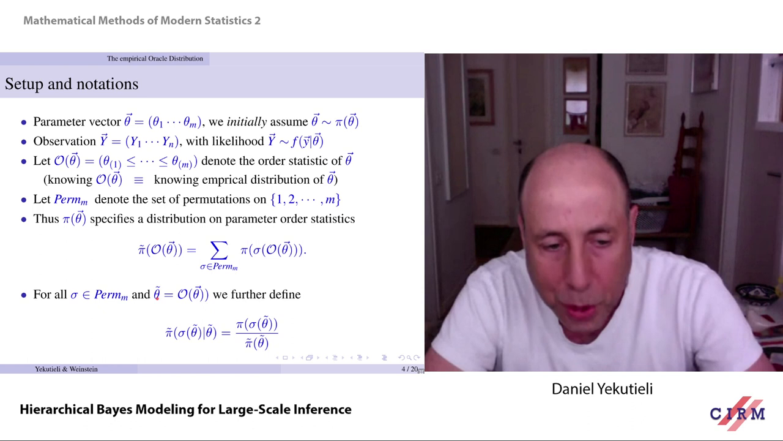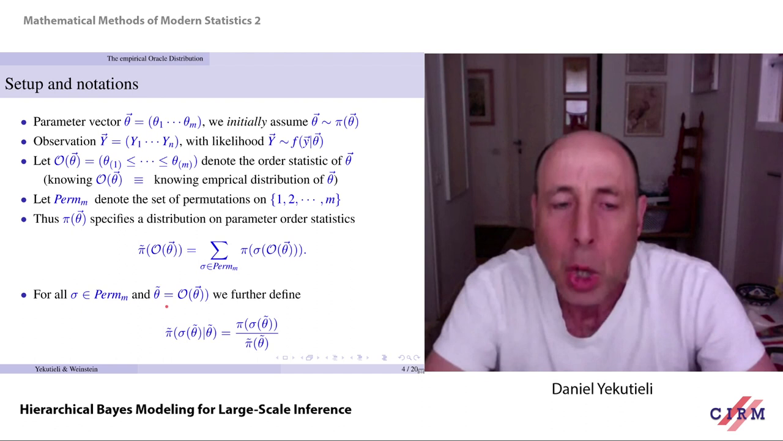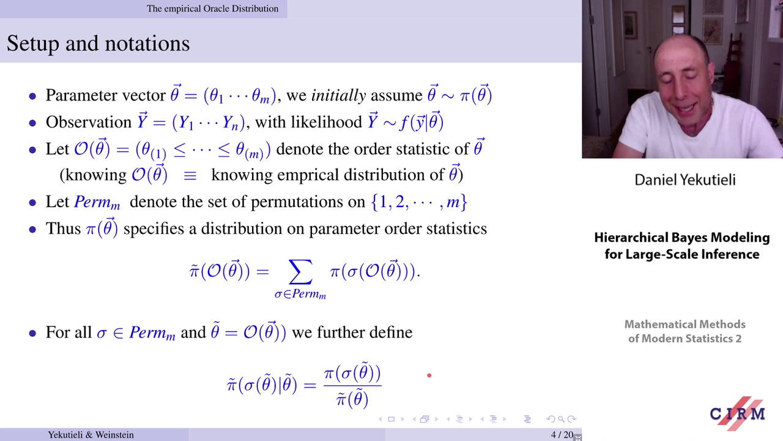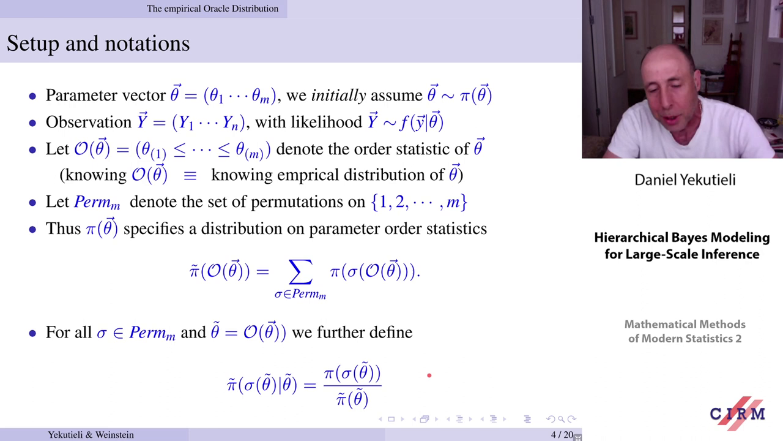So given theta tilde, we can express any particular realization of the parameter vector as some permutation of the ordered parameter values. So if pi tilde of theta tilde is the prior distribution of the order statistics, then pi tilde sigma of theta tilde given theta tilde is the conditional prior distribution of a particular parameter vector realization given the order statistics. Okay, I hope it is clear. These are the most important notations you have to keep in mind, and I won't pause for questions.